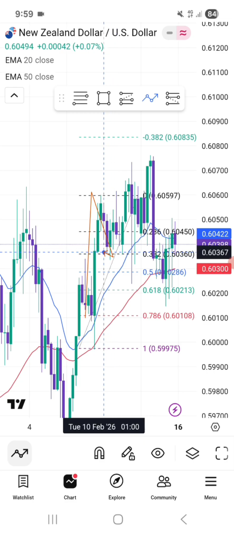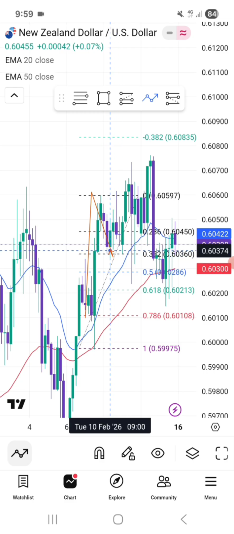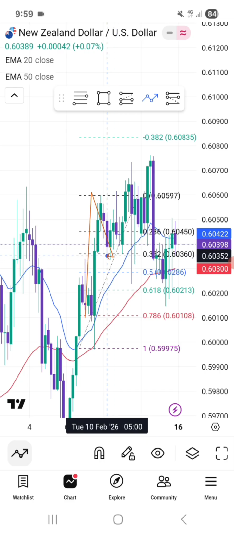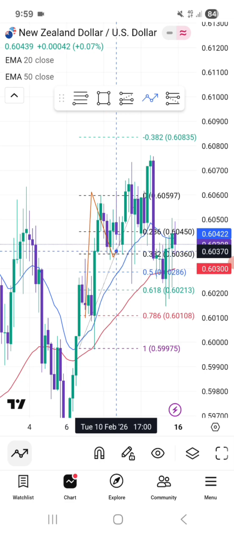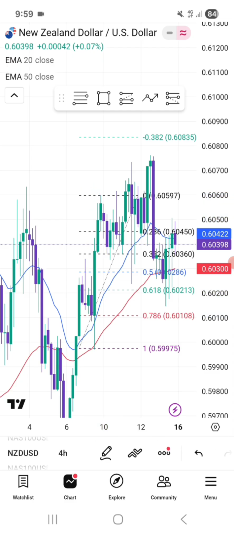So what we will do is once the price is in this area, we will go to the lower time frames. Yes, we will go to the lower time frames in order to find buy opportunities. So let's go on to the lower time frames.